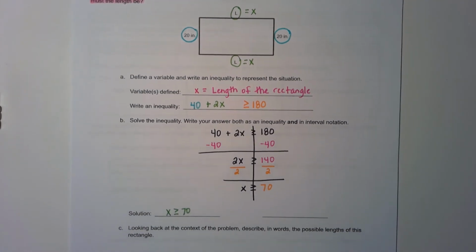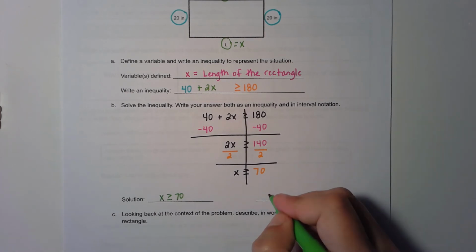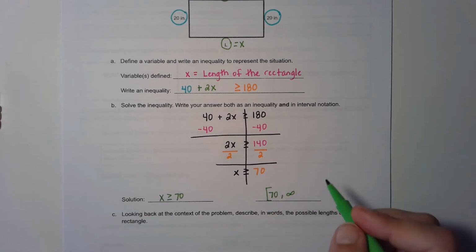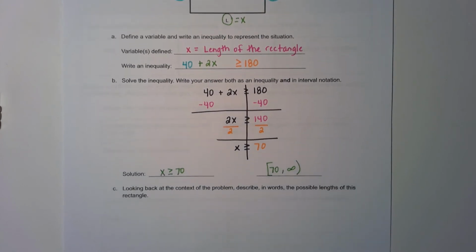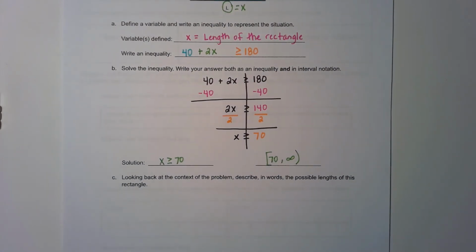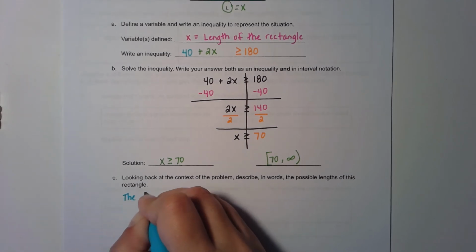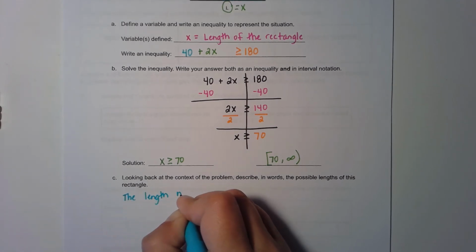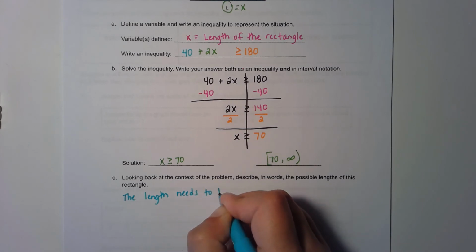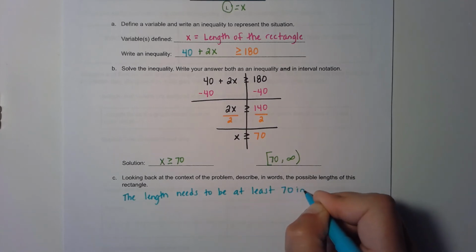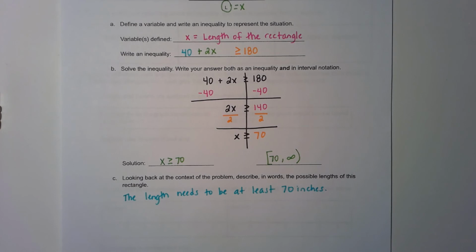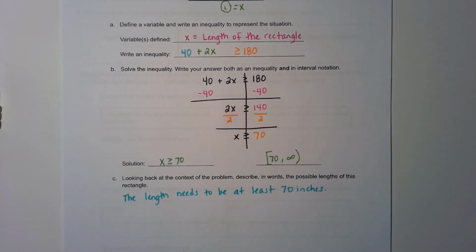Now on a number line, greater than or equal to 70 would be to the right. So I'm going to start from 70 and go to positive infinity. I'm going to use a bracket because there's an equal to and a parenthesis because we always use parentheses for infinity. Now, looking back at the context of the problem, what does this mean? It means that the length of the rectangle needs to be at least 70 inches. In this case, there is no upper limit. Like, we could go as big as we wanted. It's just at least 70 inches.